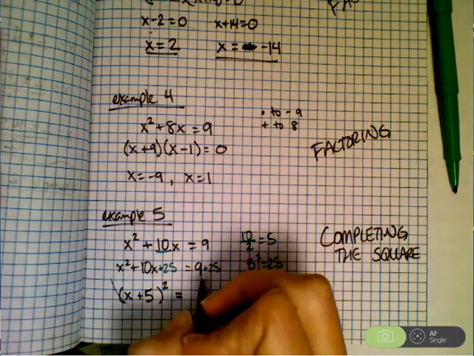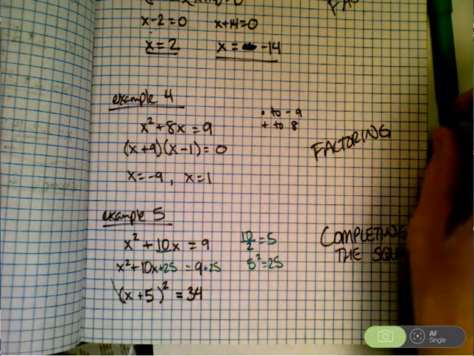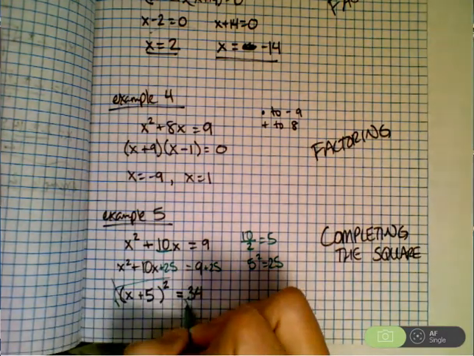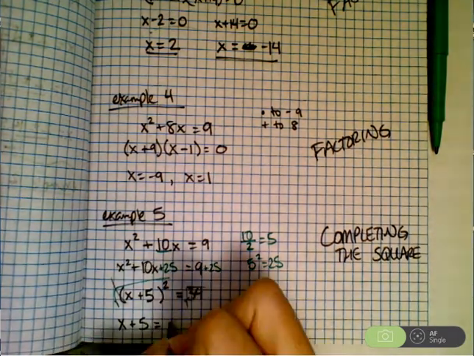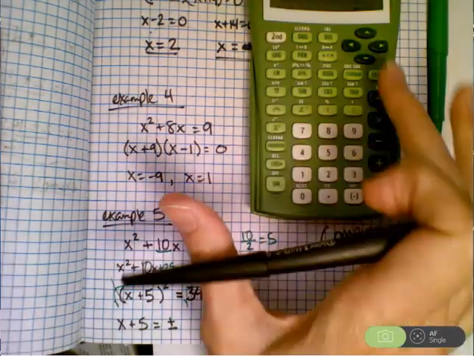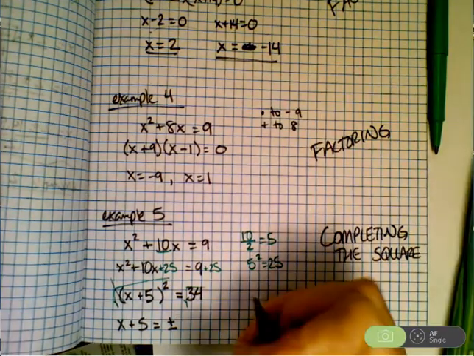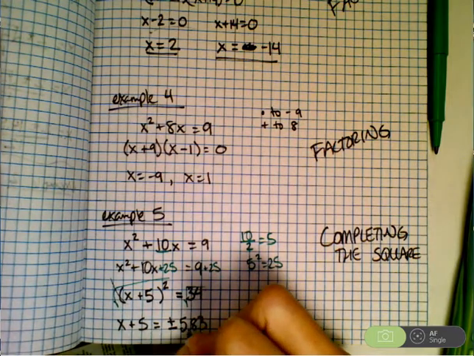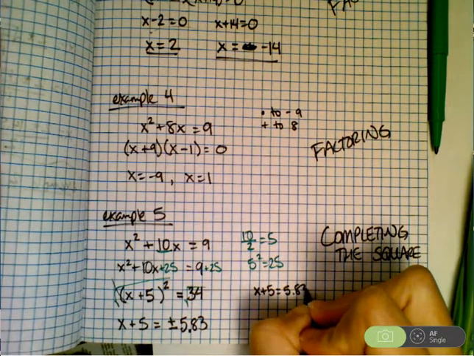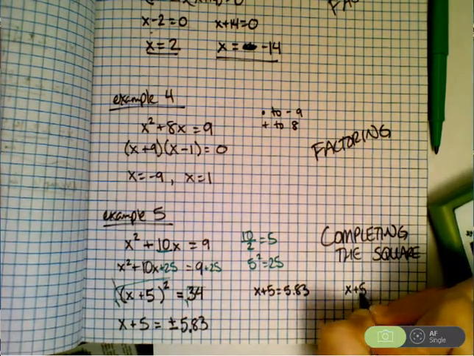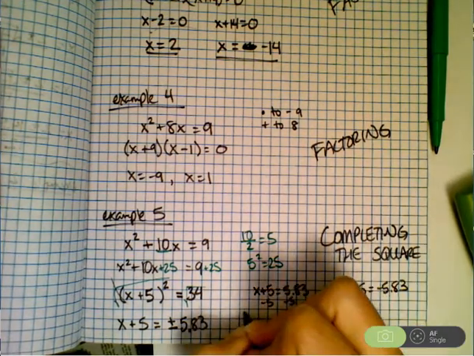And 9 plus 25 is 34. So now I keep going to solve that one. I take the square root of both sides, and I get x plus 5 equals positive or negative something. Square root of 34, 5.83. So if x plus 5 equals positive 5.83, I'm going to get one thing. If x plus 5 equals negative 5.83, I'm going to get something else. Now I subtract the 5s.